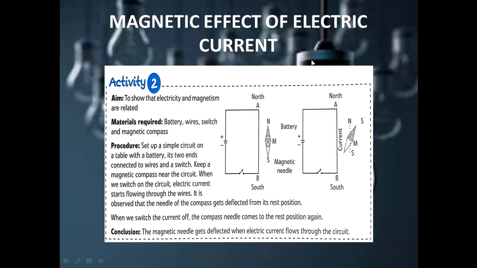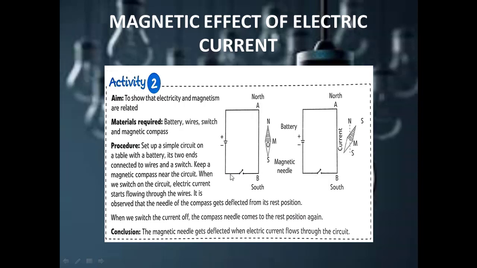Next, we'll move on to the magnetic effect of electric current. Again, here we'll perform another activity. To perform this activity, we require a cell, a switch and connecting wires. Actually, this activity is to prove that there is a relationship between electricity and magnetism. So all that we require is a cell, switch, connecting wires and a magnet.